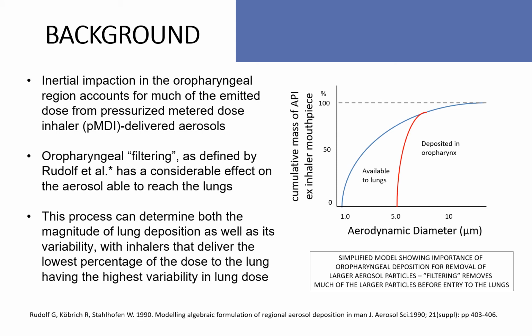Inertial impaction in the upper airway accounts for a lot of the emitted dose from a pMDI. Oropharyngeal filtering, as it's sometimes referred to, can have a considerable effect on the aerosol that's eventually able to reach the lungs. The magnitude of this process will have effects on both lung deposition as well as its variability, with inhalers that deliver the lowest percentage of the dose to the lung having the highest variability in lung dose.